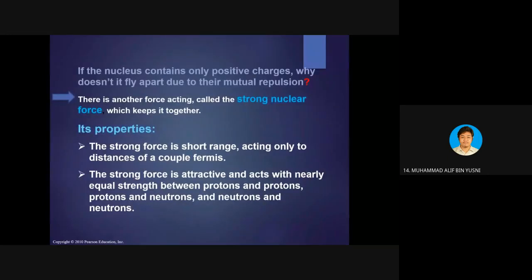If the nucleus contains only positive charges, then why doesn't it fly apart from mutual repulsion? There is another force acting, which we call the strong nuclear force, that keeps it together. The properties of the strong nuclear force are: the strong force is short range, acting only over distances of a couple of femtometers. The strong force is attractive and acts with nearly equal strength between proton and proton, proton and neutron, or neutron and neutron.